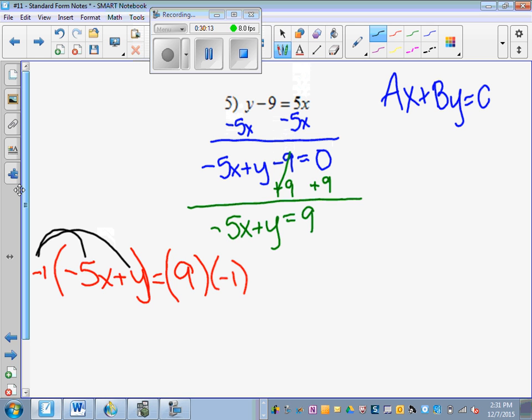Alright, so when we distribute this, -1 times -5? Positive 5x. -1 times +1y? -1y. And 9 times -1? -9. That's it. Notice it's not positive in front, no fractions, no decimals.